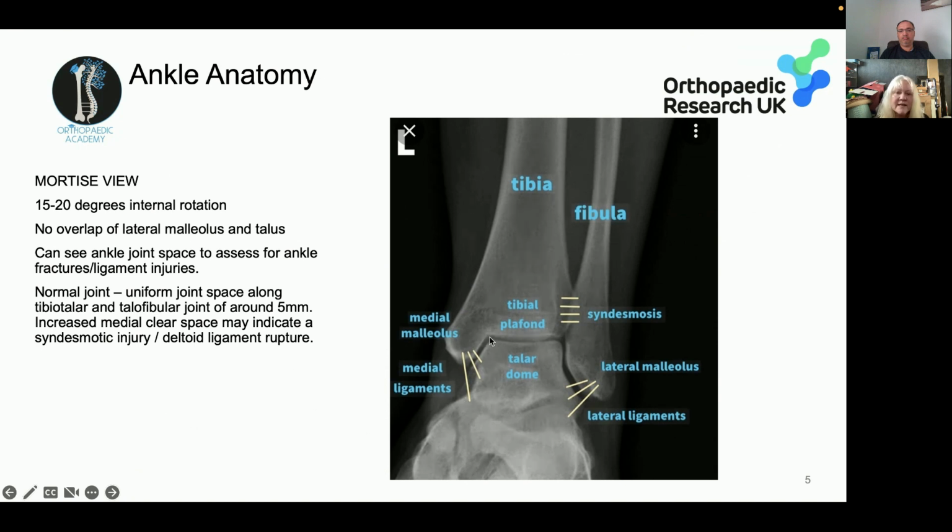Okay, you might see somewhere that if this space is greater than 5 millimeters, it indicates an injury. Well, yeah, it's possible. But what you're looking at is the symmetry of this, plus some other features that we'll have a look at when we come to look at ankle fractures.